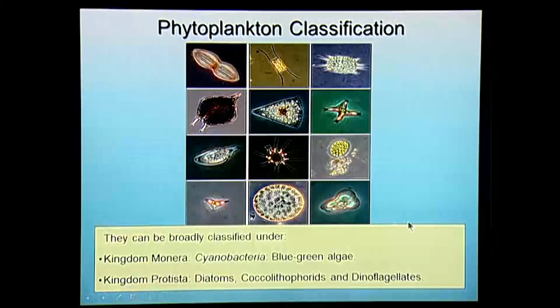Over here you can see that the phytoplanktons are diverse and each are different and have a specific morphology of their own. They can be broadly classified under kingdom Monera, that is cyanobacteria, blue-green algae, and kingdom Protista, the diatoms, coccolithophores, and the dinoflagellates. Sir, I would like to know what importance do the phytoplanktons have in our lives?